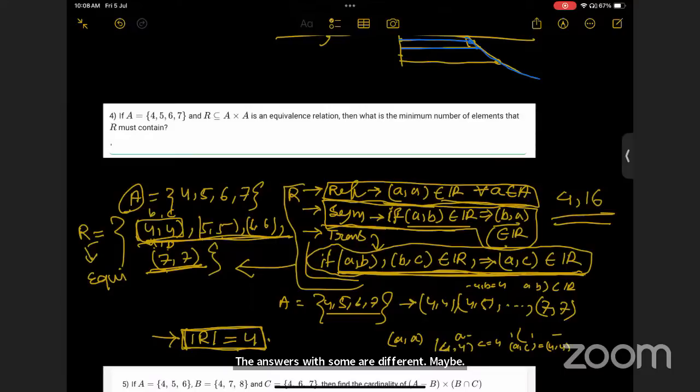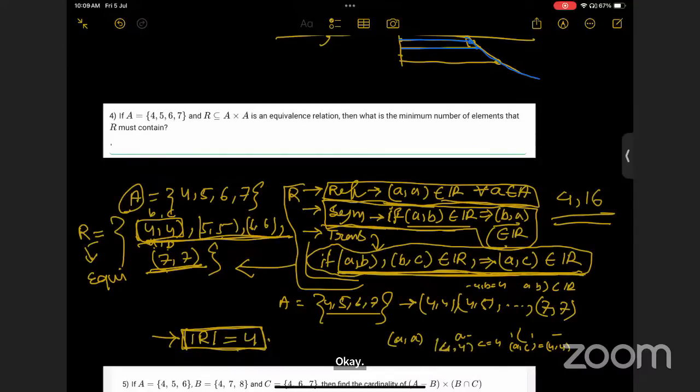If the relation is not symmetric, you can change the order of the pair. These are ordered pairs here, so (a,c) and (c,a) are not the same. If the relation is not symmetric, then if there is (a,c), there may not be (c,a) in the set. Okay. Yeah. Okay.